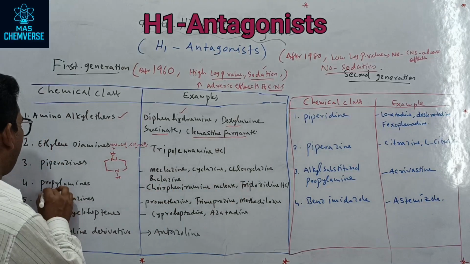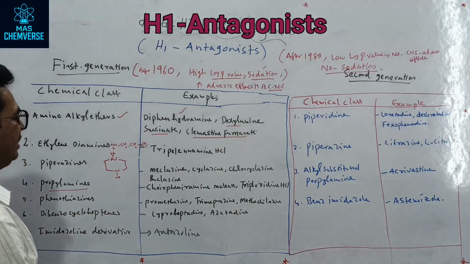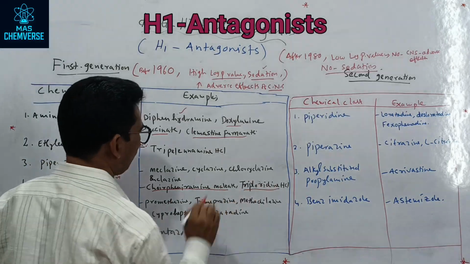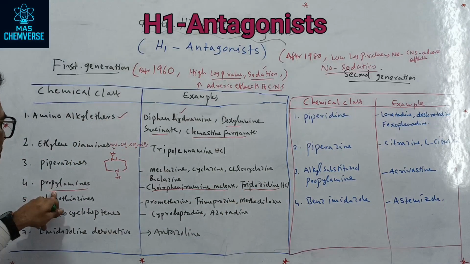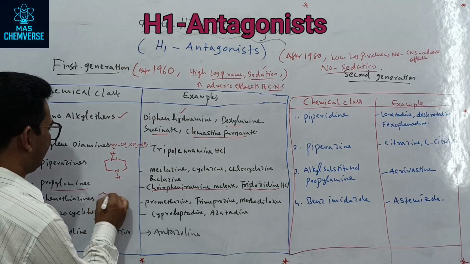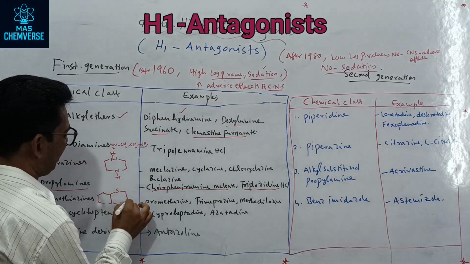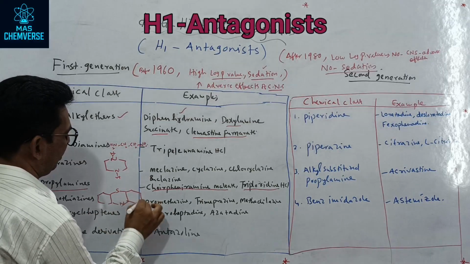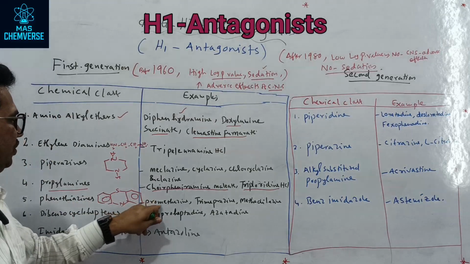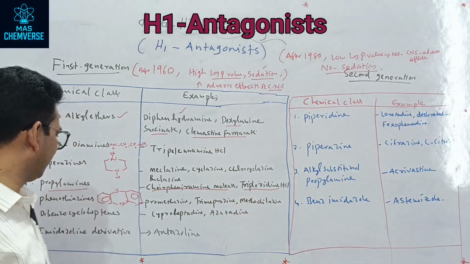The next one is the propylamines. Propylamines means propyl attached to the amine. That class is nothing but chlorpheniramine maleate and triprolidine hydrochloride. These are the examples for the propylamines. Next is the phenothiazines. Their basic structure is phenothiazine. We might know this is the basic structure of phenothiazine. For example, promethazine, trimeprazine and methdilazine.